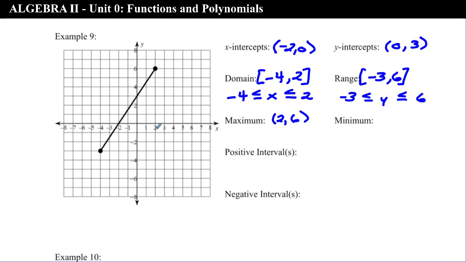Minimum can be found similarly. This is the bottom part of our graph. So we go down to y equals negative 3, x equals negative 4. So over to negative 4, down to negative 3. Those are our coordinates, (negative 4, negative 3).